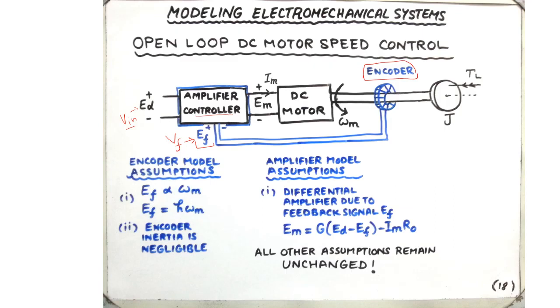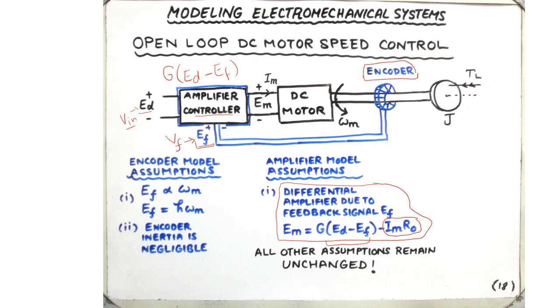The amplifier controller is going to amplify the difference of ED minus EF. In other words, this amplifier controller is now a differential amplifier controller over here. And when the output resistance of the amplifier is taken into consideration, we subtract the voltage drop from the amplified signal, which is the amplification of the difference of the two signals ED and EF.